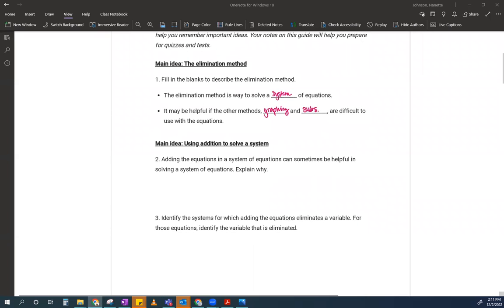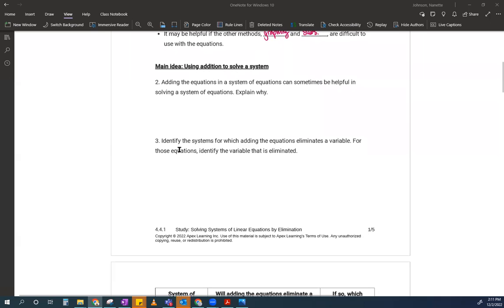Okay. So adding the equations in a system of equations can sometimes be helpful in solving a system of equations, and explain why. Well, hold off on this, and then we'll come back to this question, just because right now you haven't done enough to figure out why it's even helpful. So we'll answer this one towards the end. So number 3, it says identify the systems for which adding the equations eliminates a variable. For those equations, identify the variable you would have to be eliminating.